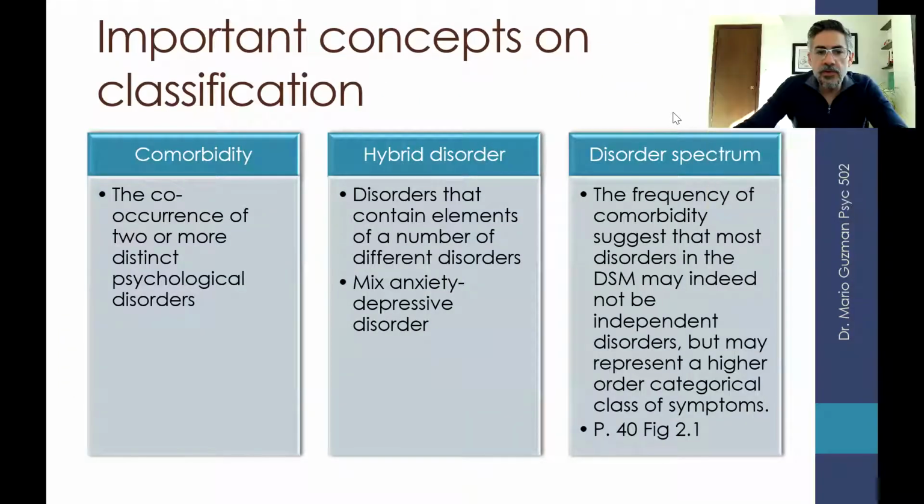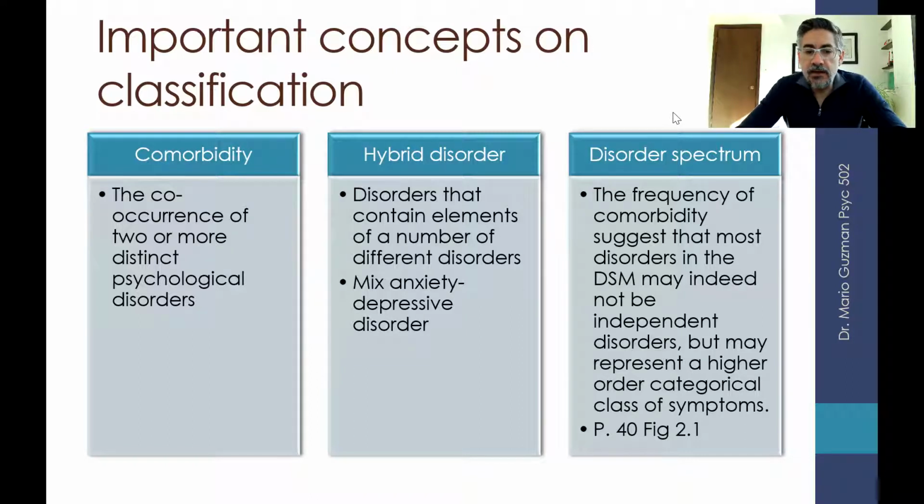Now, there are some important concepts on the classification that we want to have in mind. Comorbidity talks about the co-occurrence of two or more distinct psychological disorders. So for example, it is very common to see comorbidity between borderline personality disorder and substance disorders, right?